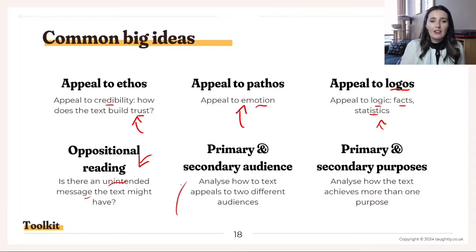You could also have a paragraph analysing primary and secondary audience. Perhaps how does the text appeal to 2 different audiences? For example, in this past paper, we've got an appeal to parents and children at the same time. So that could be a really good big idea that you could have a paragraph about in an essay. Similarly, you could also have a paragraph analysing the use of primary and secondary purposes. How does the text identify and tackle 2 different purposes at the same time?